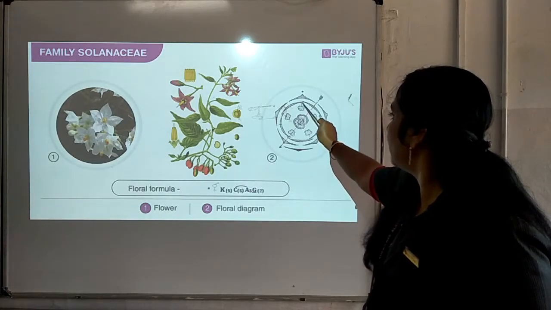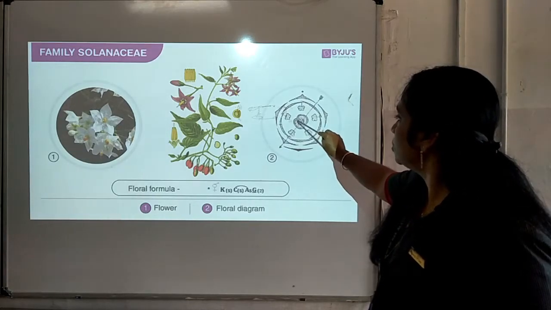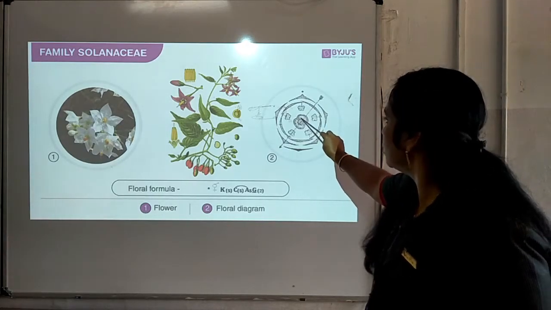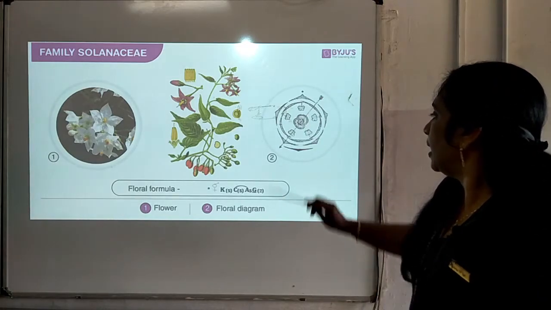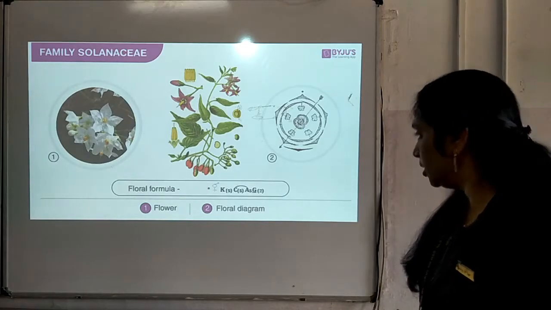You can see here the epipetalous condition, it is 5, and 2 locules or 2 chambers are there in the gynoecium, that is why we have to make 2 chambers there, and this is related to the gynoecium. So, that is about the family Solanaceae.